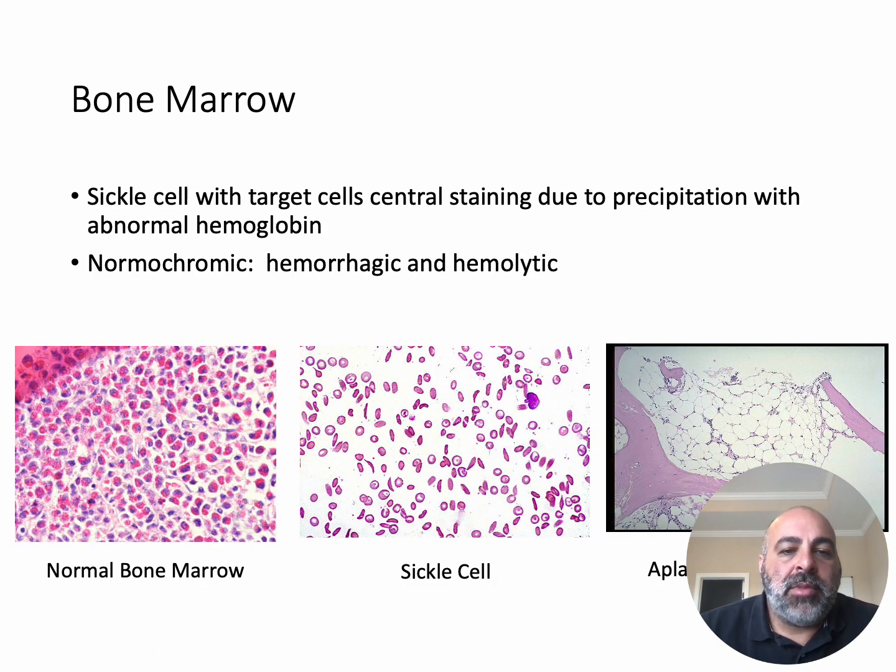All right, your bone marrow. So this is where we generate our red blood cells, white blood cells. So this is your normal bone marrow, nice and dense and full. Sickle cell, you can see the cell sickling already. Okay, and then aplastic anemia. There's nothing. This is very bad.